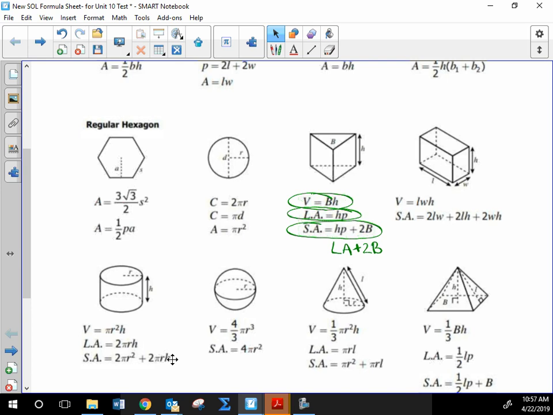We write capital B on the SOL sheet. I don't because it's not used for anything else. The capital B we use for area of the base because we use a little b to represent base.